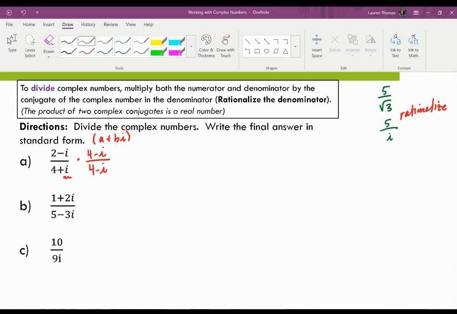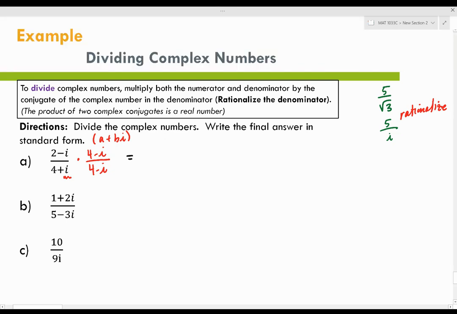All right, we're going to have to FOIL our numerator and our denominator. So 2 times 4 is 8. 2 times negative i is negative 2i. Negative i times 4 is negative 4i. And negative i times negative i is positive i squared. All right, in the bottom, we're going to FOIL. That's going to give me 4 times 4 is 16, minus 4i, plus 4i, minus i squared.